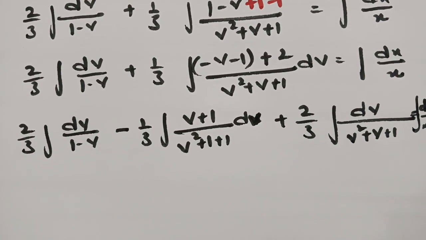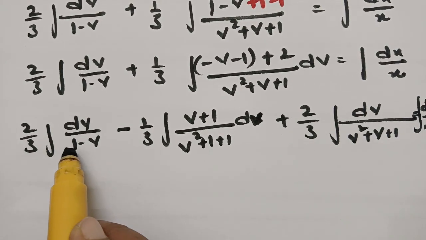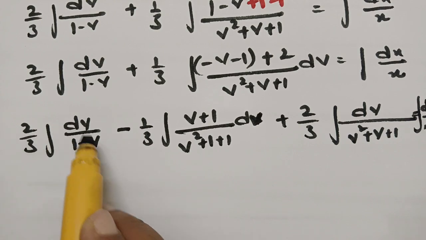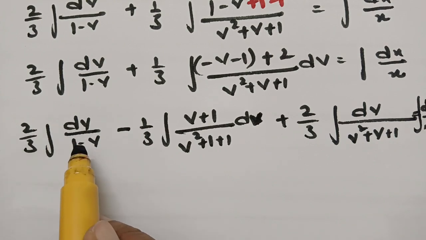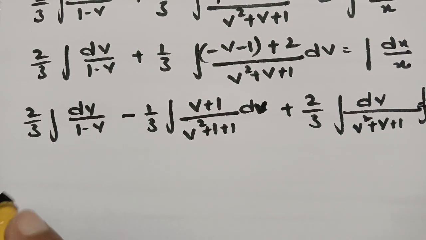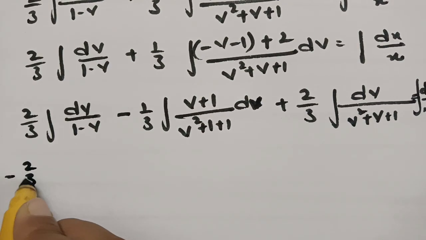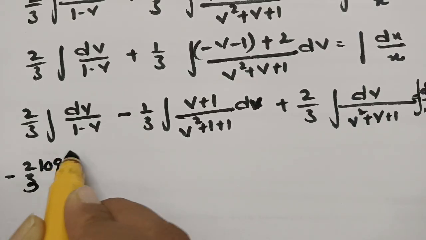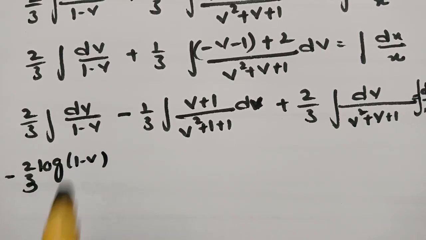Now I am going to start integrating. So here for 1 this is 0 and for v this is dv. So there is no minus here. So in order to balance, I am keeping minus 1 by 3. This value is log of (1 minus v). So this one is settled.